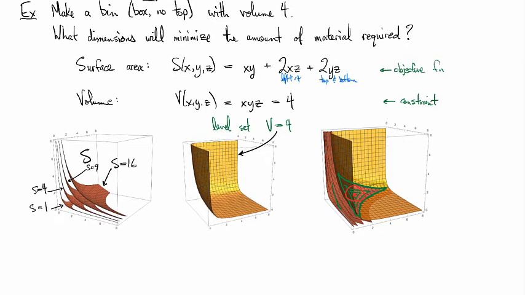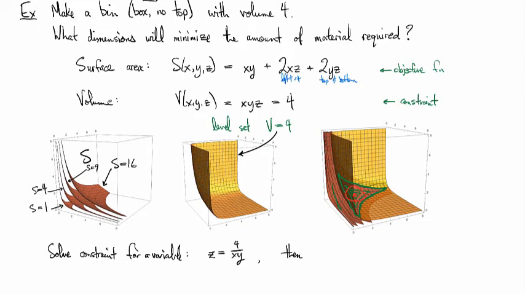Well, the idea is to solve the constraint for one of its variables. And so this one's pretty easy. I can just divide the xy over to the other side and write it as z equals 4 over xy. And then we're going to substitute that into the objective function.